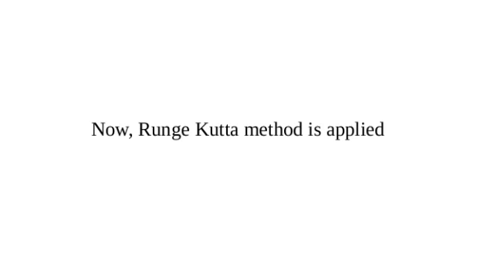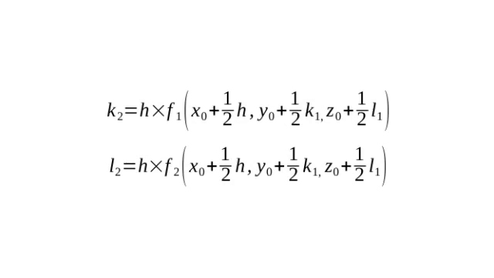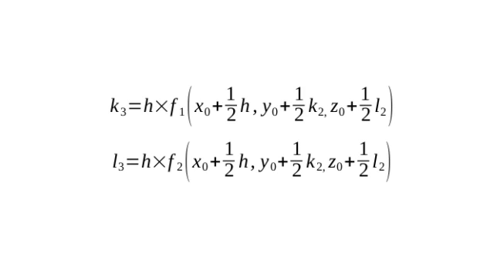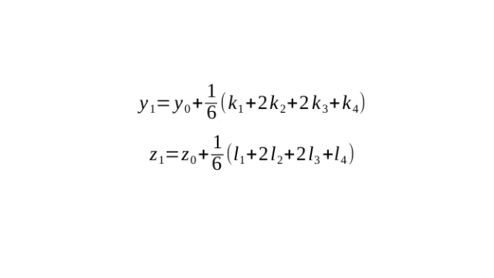Now the method applied. First we calculate the values of two parameters k1 and L1, and the formula is given. Next step, we find the values of the next two parameters k2 and L2, and the formula is given on the screen. In the third step we find the values of k3 and L3. This is the fourth step, in which we find the values of k4 and L4. Finally, we use the values of k1, k2, k3 and k4 and L1, L2, L3 and L4 in this formula, and we will get the values of y1 and z1.